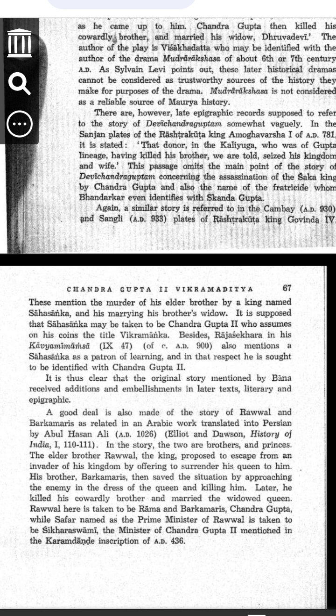3. Rajashekara's Kavyamimamsa, AD 900. A Sanskrit scholar, Rajashekara, also mentioned a king named Sahasanka as a patron of learning. Some people think he was talking about Chandragupta II, but there is no direct proof. This book does not mention anything about Ramagupta or a brother being killed. Key issue: just because Sahasanka was a king, it does not mean he was Chandragupta II or that he killed his brother.